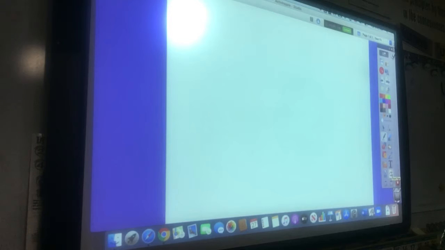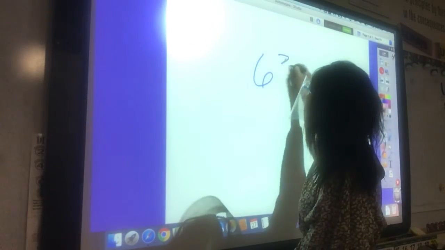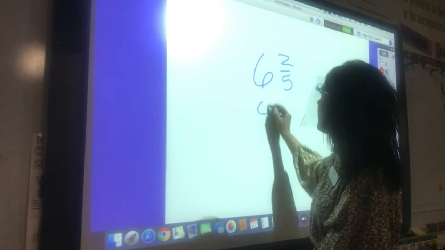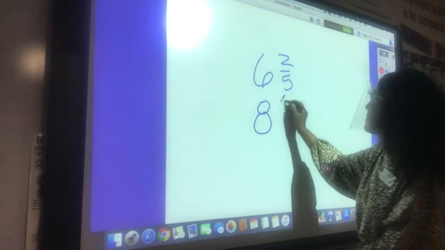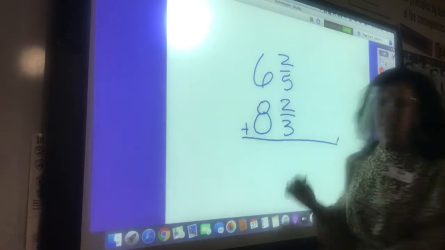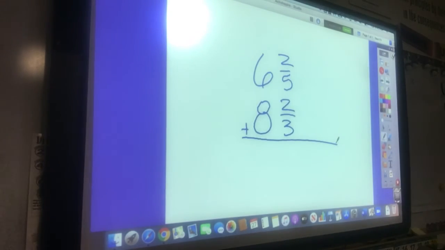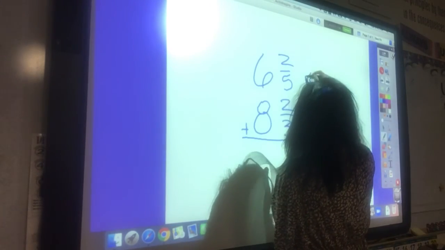So let's say we have 6 2/5, and we're going to add to it 8 and 2/3. Okay, 6 2/5 and 8 and 2/3. So we have 5 and 3. So what would be our least common denominator for 5 and 3, Maddie? So it would be 15.